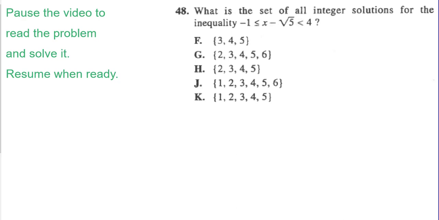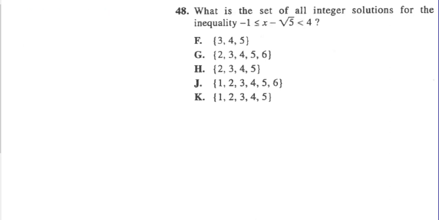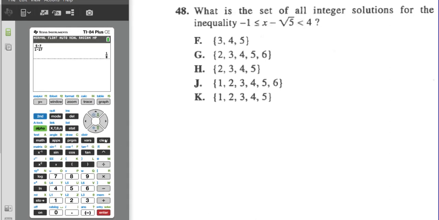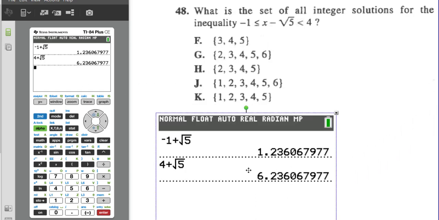Number 48, pause is needed. So for this one here, what we're going to have to do is add radical 5 to each part of this inequality. So I'm going to get -1 plus the square root of 5, and then also it'll be 4 plus radical 5. And so we want the integers that are in between these two decimal numbers here. And so that would be letter G.